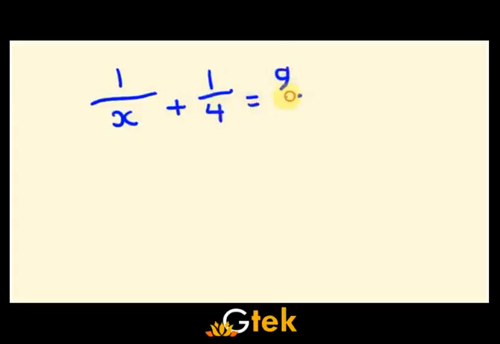So now I am taking one question, right? I'm going to take a question with an x value as an unknown in the denominator. Something like 1 by x plus 1 by 4 is equal to 9 by 20. My question is to find out the x value. Everything has a numerator and denominator except the first fraction, which doesn't have a known denominator.